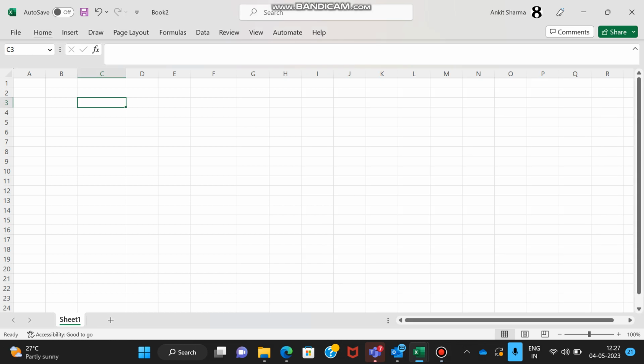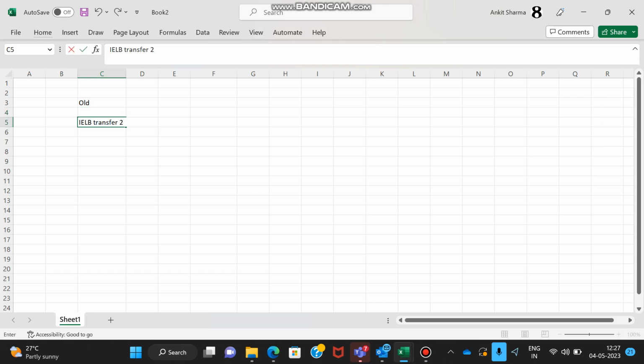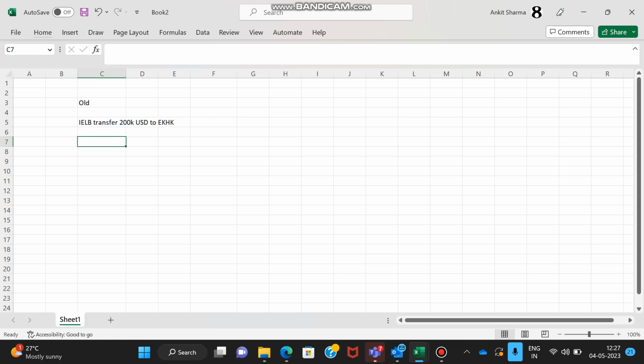Hello everyone. In this video, we shall see how to do accounting of intercompany transactions, which is mainly related to transfer of funds by one entity to another. In the old mechanism, let's say an entity IELB Lebanon transfers 200k USD to Ekistruck Hong Kong. In the old mechanism, the accountant of entity IELB would make an entry.